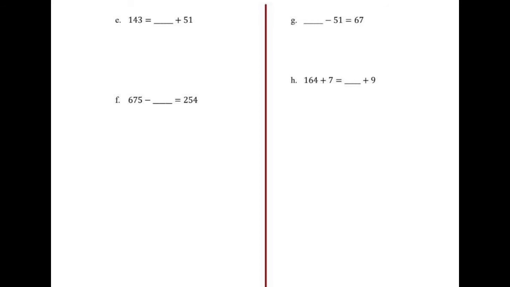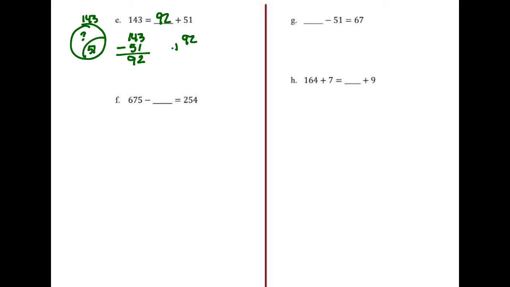This first one. If we're given that 143 is equal to two numbers added together, these two are the parts, and that's the whole, right? So if the whole is 143, and part of it is 51, how do I find this part? You're going to subtract. 143 minus 51. So we get a 2 there and a 9 there. So 92.